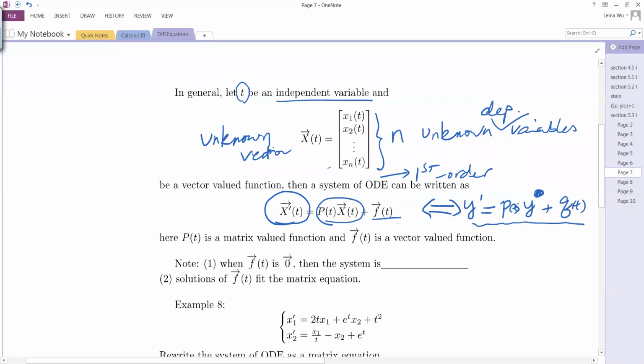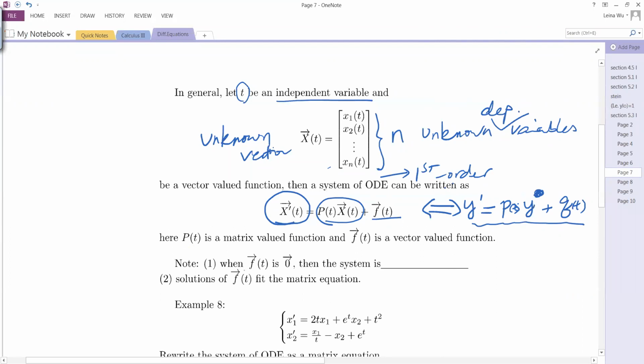You guys okay? Yeah. It is linear, right? So y and y prime, they're all raised to the first power. Same thing here. x prime and x is raised to the first order. And the highest order of derivative is 1. So first order ODE. And this is a system. We'll see the examples of this P and F in the specific system of equations.